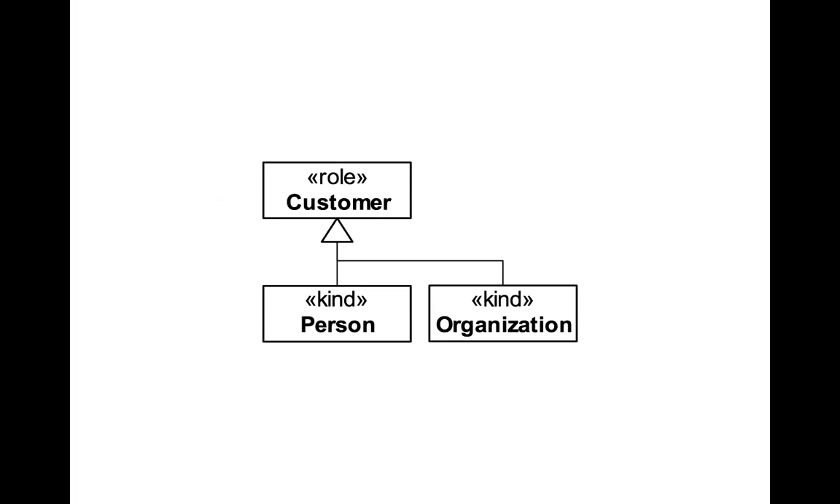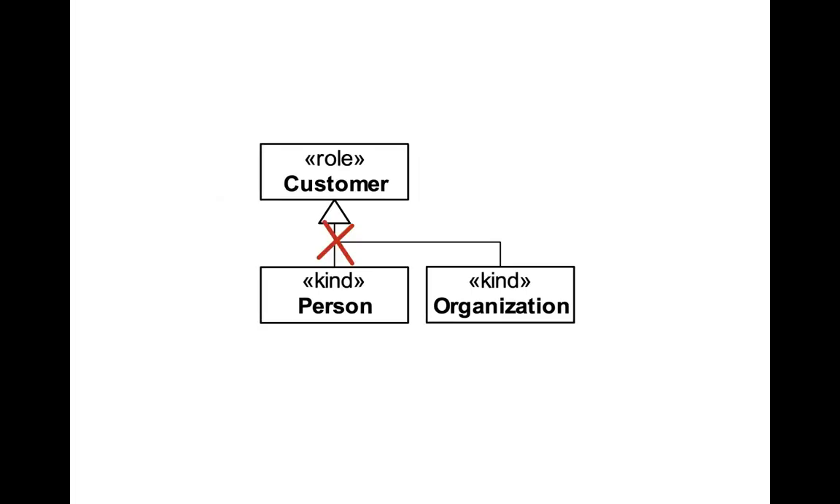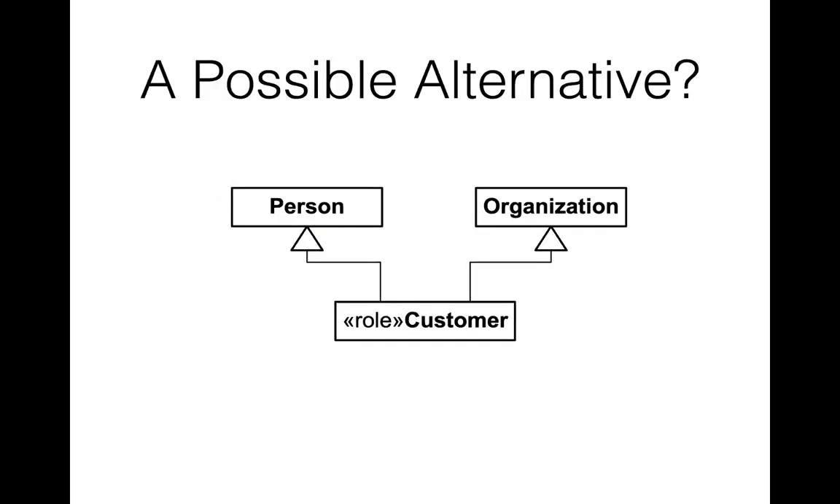Customer cannot be a common supertype of person and organization, because we run into a logical contradiction. So if person cannot be a common supertype, can it be a common subtype? No, because as we saw, all kinds are mutually disjoint, which means their intersection is empty, right? So this model implies that there are no customers. You can never instantiate a customer because every customer would be both a person and an organization, and there is nothing that is both a person and an organization.